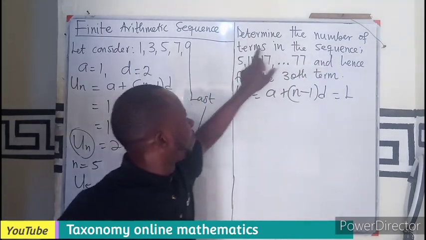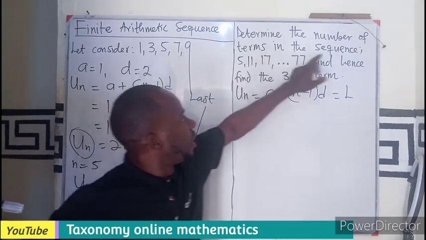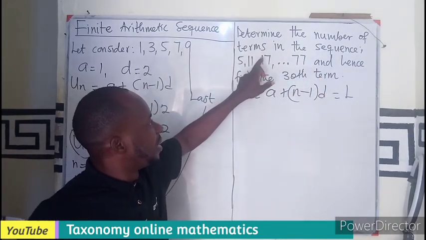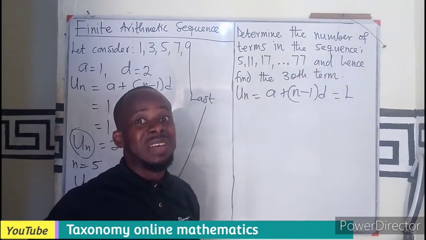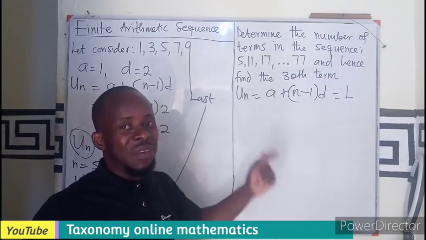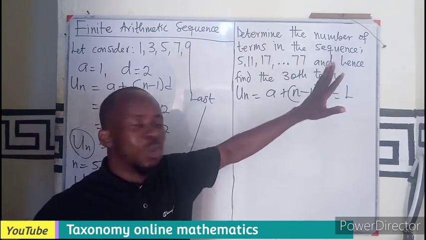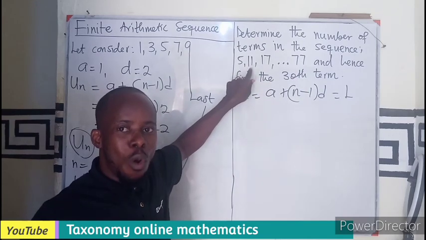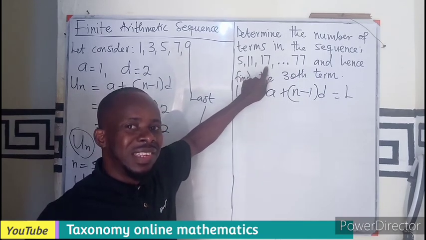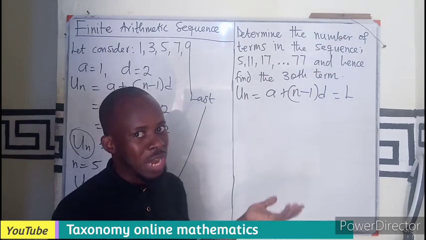Determine the number of terms. How many possible terms are present in the sequence 5, 11, 17, plenty numbers, up to 77? So this obviously is a finite sequence, meaning all the elements are known, just that there are missing numbers here. If I determine my common difference, add it to 17 in that order, I will get all the elements present. But I don't want to do that.